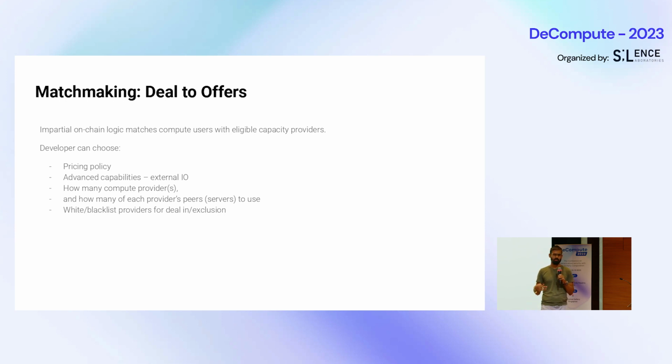A developer can choose the pricing policy and what external I/O is required. Like if I need GPU, I will take providers that give GPU. If I need to call HTTPS, I will ask the provider to give this capability and so on. Then I can choose how many compute providers to take, how many peers to take from each of the providers. I can whitelist and blacklist providers for deal inclusion or exclusion.